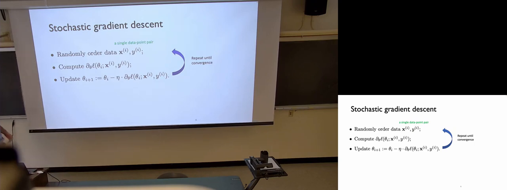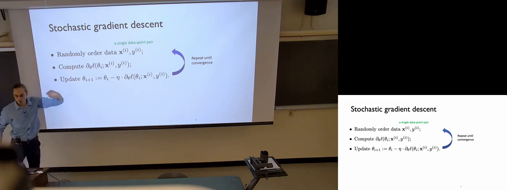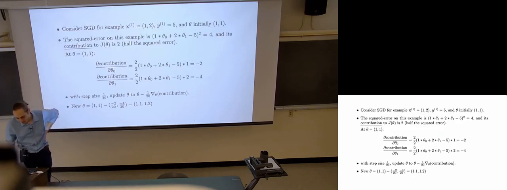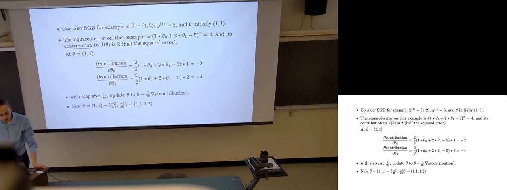So it's an iterative procedure, and we do the same thing, and we repeat until convergence. We then take a different data point, a different person in the data set, for example, run their gradients and so on, and we keep doing this until we hopefully converge. So let's do one quick example of stochastic gradient descent.